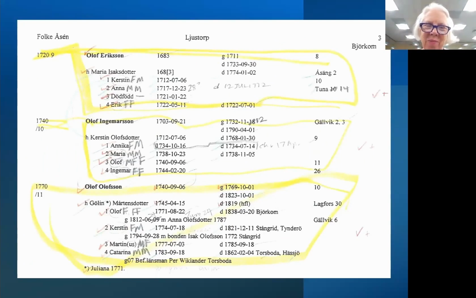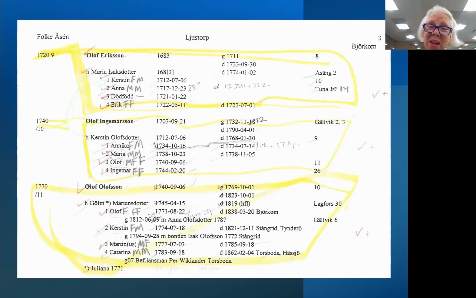Olaf Eriksson and Maria Isaksdotter have a daughter named after the father's mother. Their second daughter, Anna, is named after the mother's mother. Then they had a baby that was born dead, a stillborn baby that didn't get a name. So we don't know if it's a boy or a girl because the name is our clue to that. But then as soon as they get the first son that lives, Eric, number 4 child, is named after the father's father.